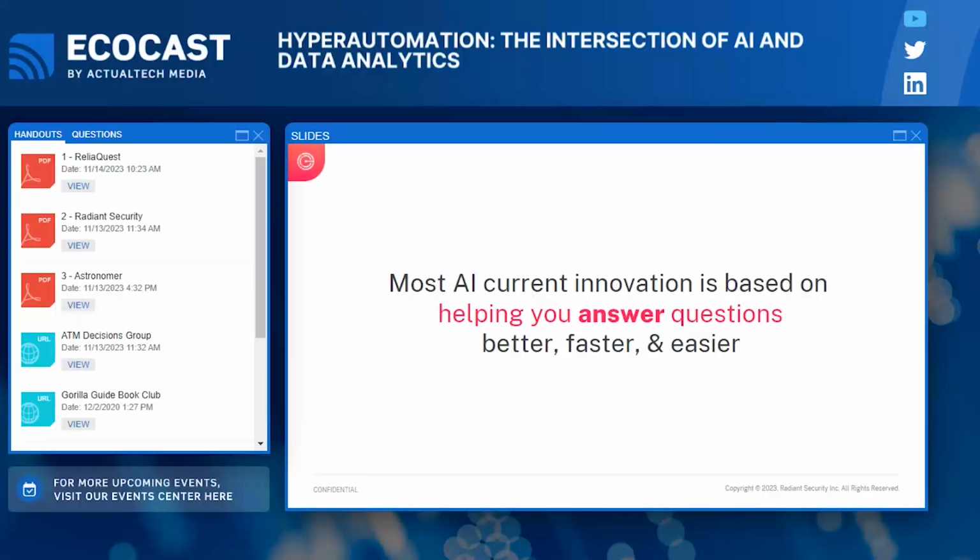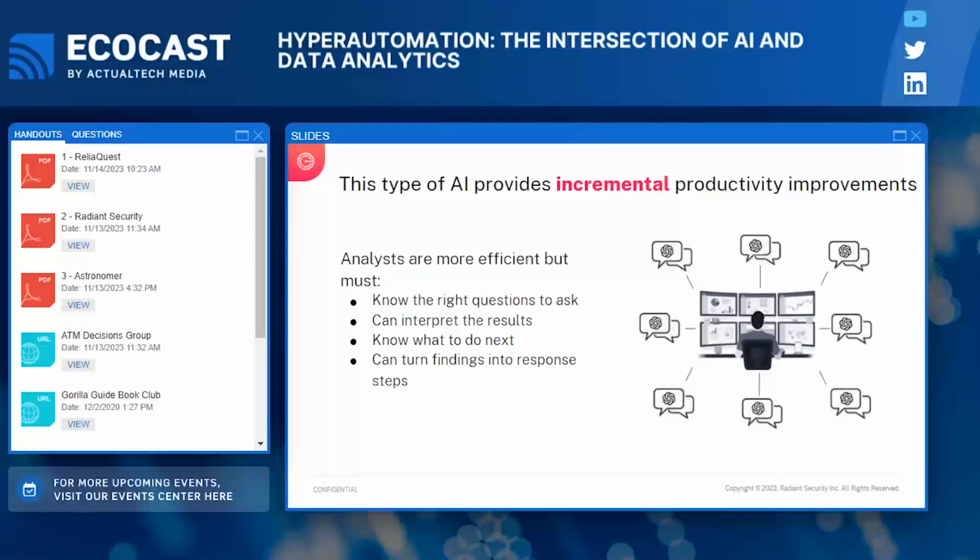Most of the current generation of AI is things like this. It's essentially helping you to answer questions better, faster, and easier. And it absolutely provides for productivity improvements, although I will say they're incremental. They are dependent on your analyst's understanding: which questions should I ask? What were the results? What do they mean? What do I do next? And how do I turn those into response steps? So essentially what we have is an analyst in the middle of your workflow, just like we had in the past, but they're much, much more efficient in getting the answers to the questions they ask.